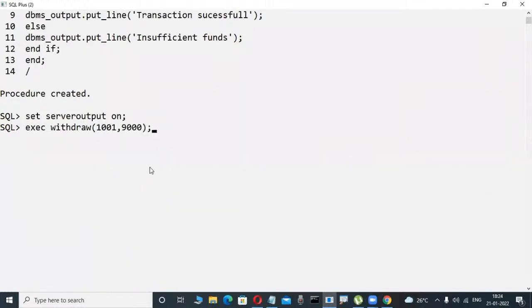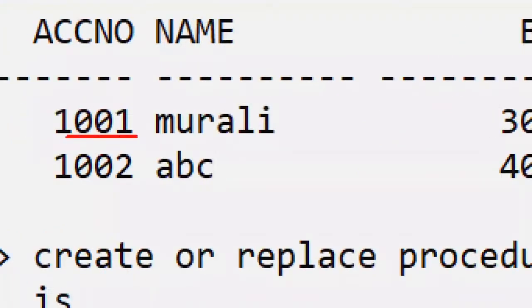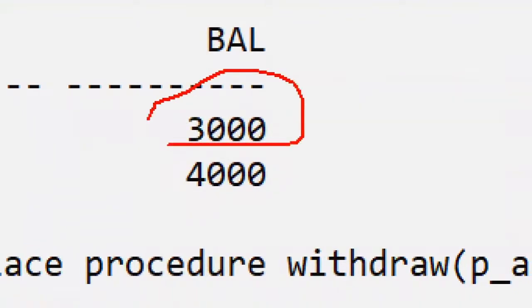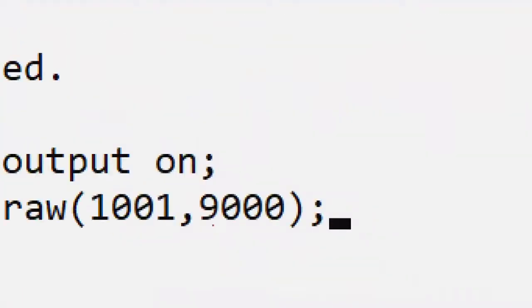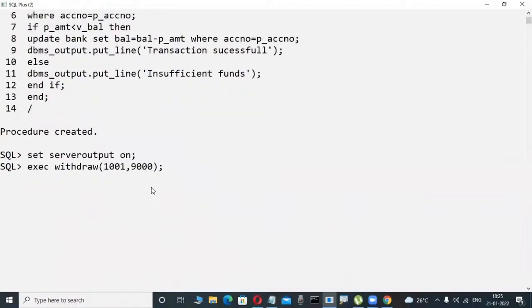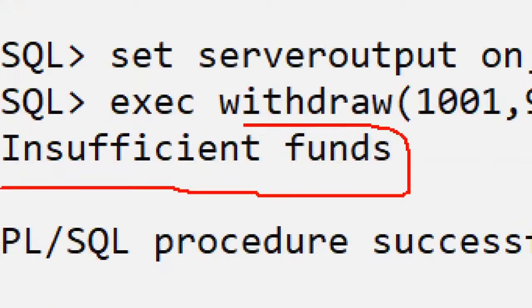Observe my account number in this table, slowly observe the scenario and logic. 1001 is my account number, Murali is my name. Now my balance is how much? 3,000 is the current balance in my table. Now my account number 1001, but I try to withdraw 9,000, because I'm writing this program, don't worry. Whenever I try to withdraw 9,000, is it possible? No. So now it will give the message: insufficient funds.